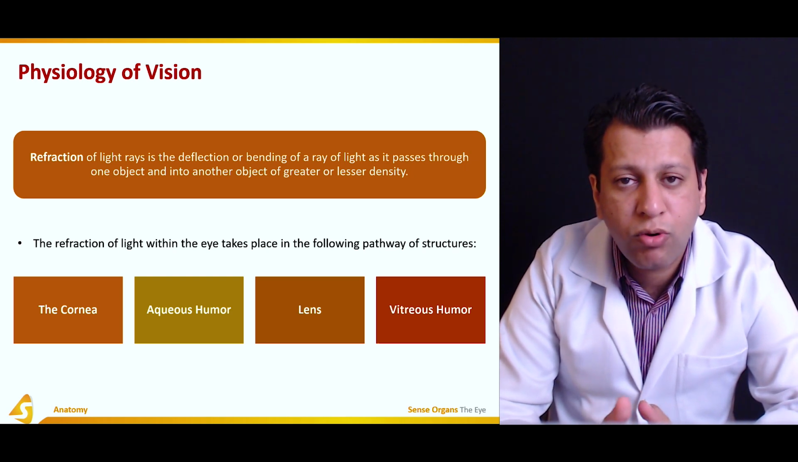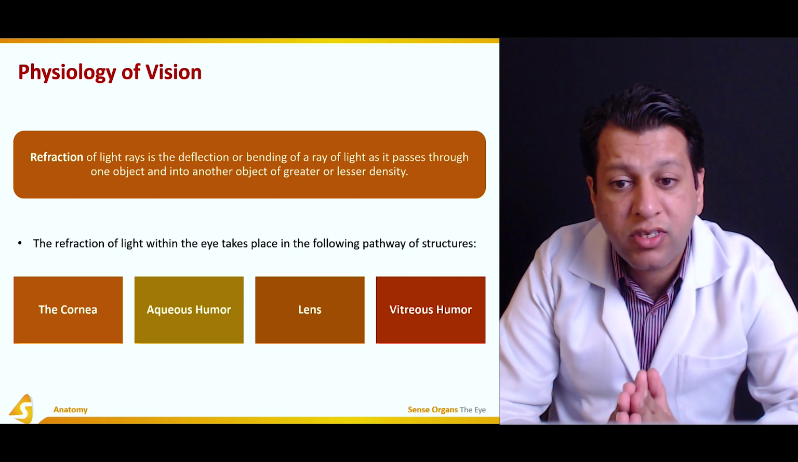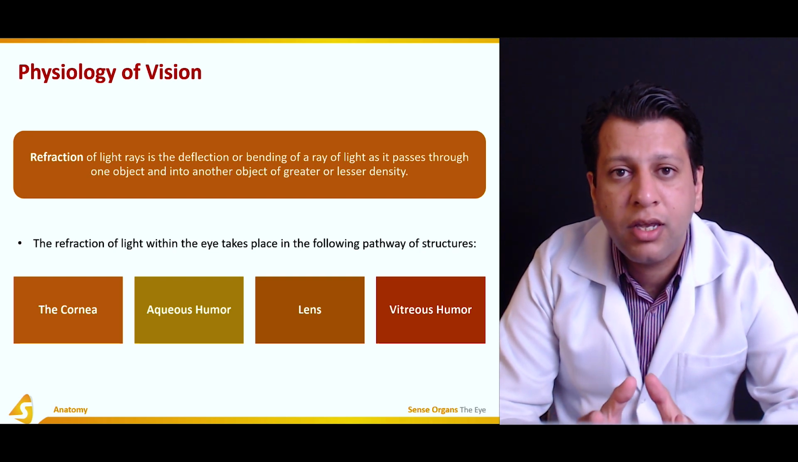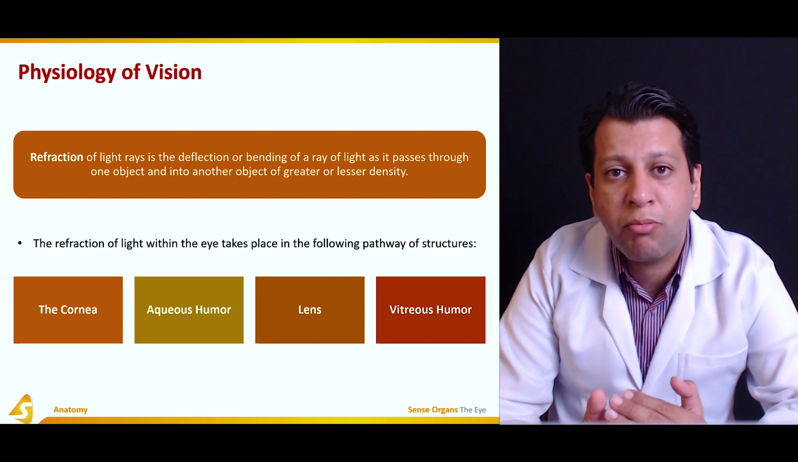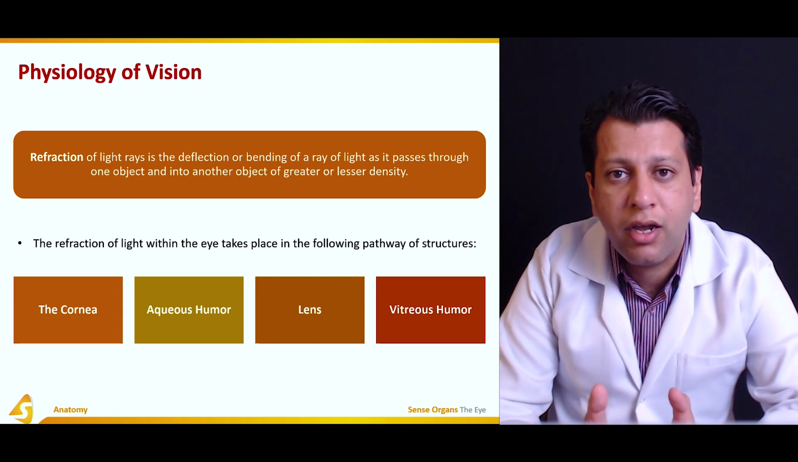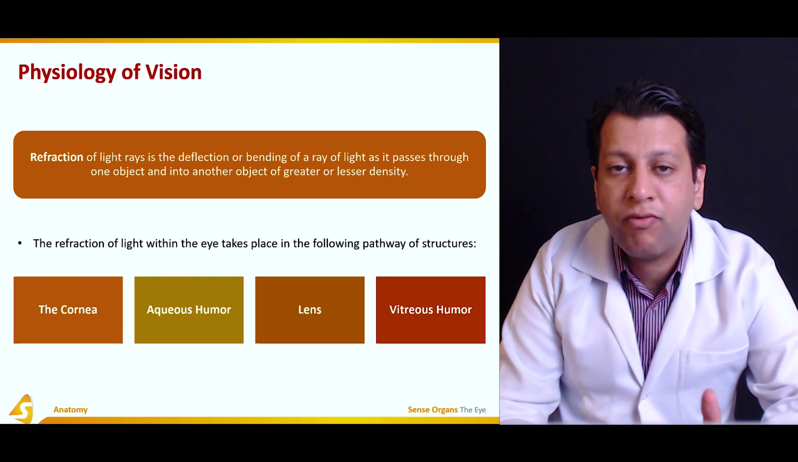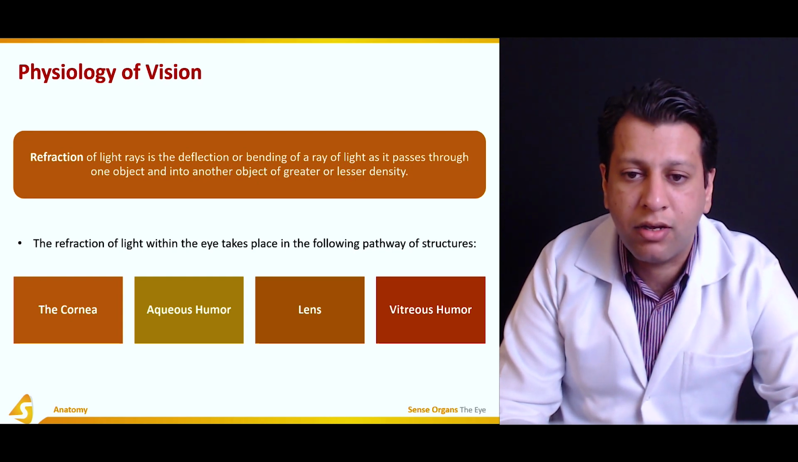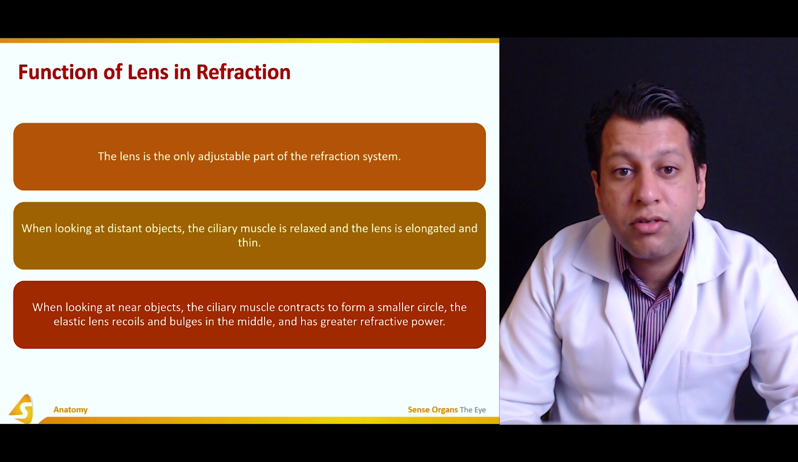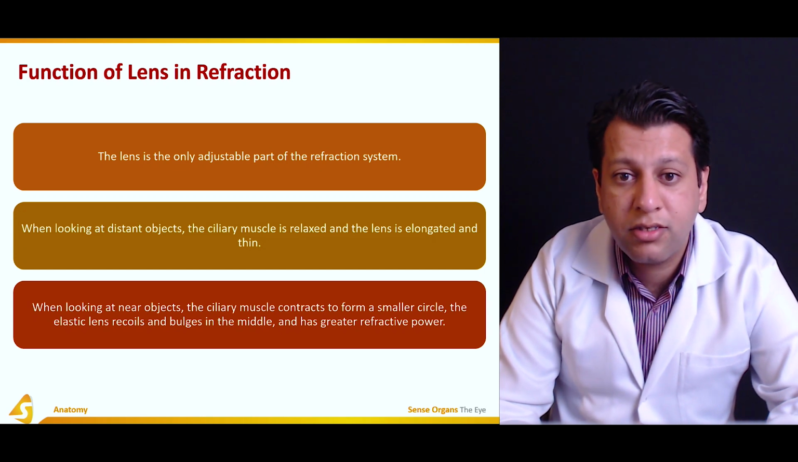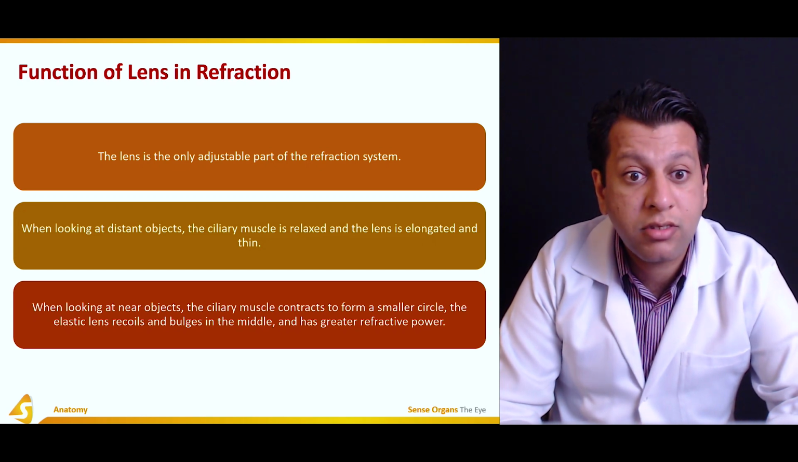Although they all have a role, the biggest contributor is always the lens, because it can contract and relax to become more convex or concave, so that it can bend light at a higher degree and over a larger area. Functions of the lens and refraction: the lens is the only adjustable part of the refractive system.